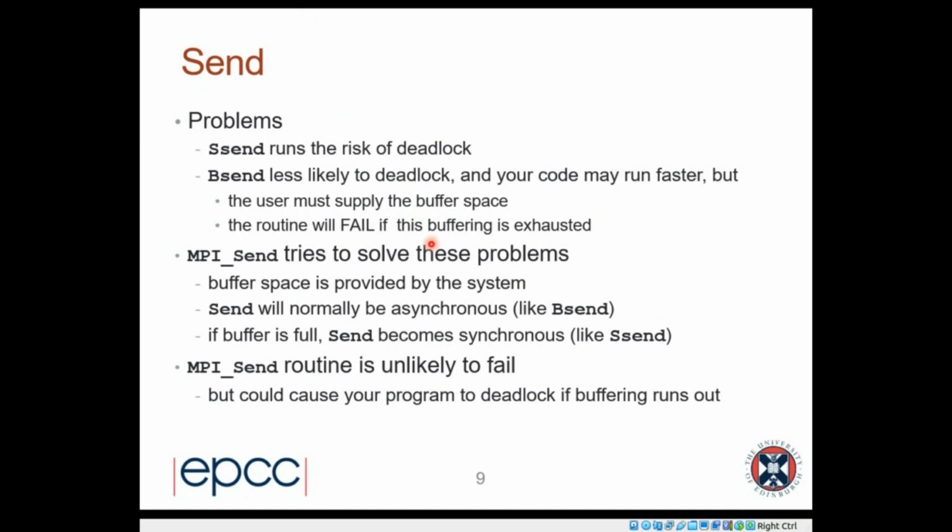Here's the problem. In practice, if you use MPI send, small messages are buffered, big ones aren't. So if you send an integer, it will be buffered, it'll be fine. If you send a gigabyte, it won't be. It'll be synchronous, and there'll be some threshold in between. That's what happens in practice.